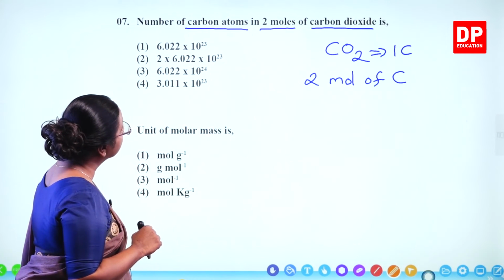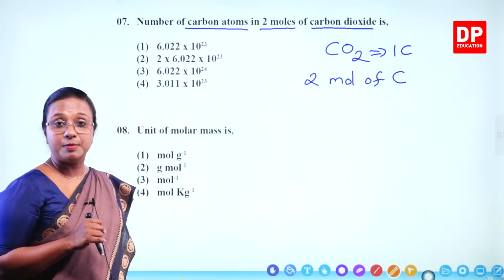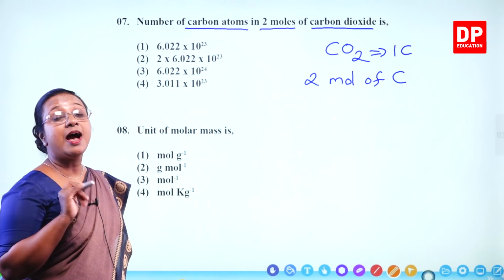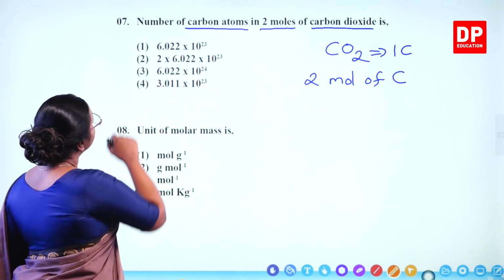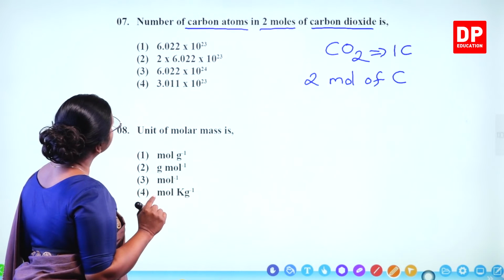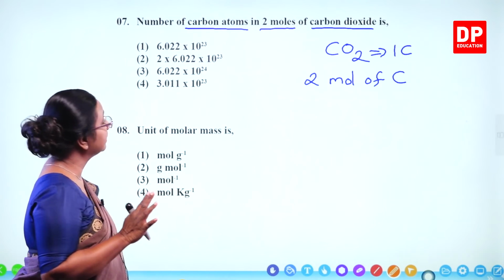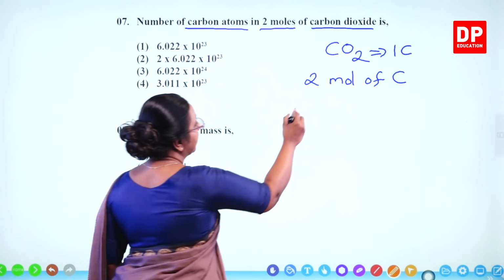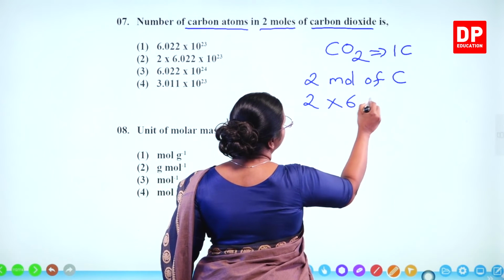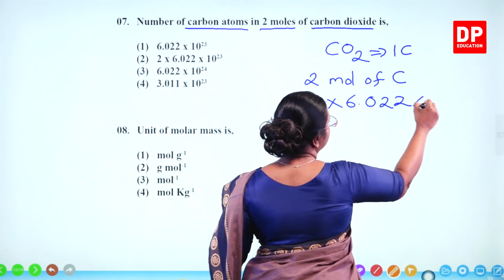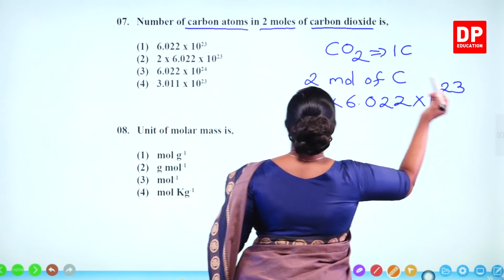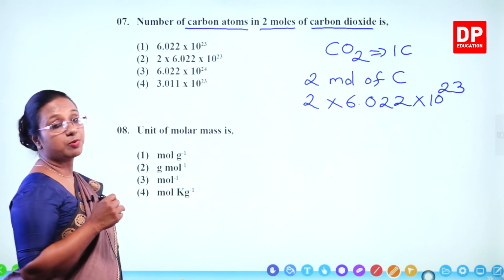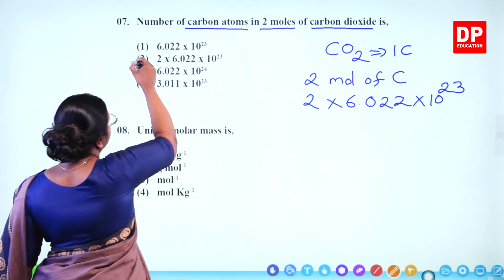Number of carbon atoms in 2 moles of carbon dioxide. So, what do you need to do? You need to multiply by Avogadro constant. So, look at the answers. 6.022 into 10 to the power of 23, that is Avogadro constant, but it should be multiplied by 2 into 6.022 into 10 to the power of 23. So, if we look at the answers, the second one, 2 into 6.022 into 10 to the power of 23.